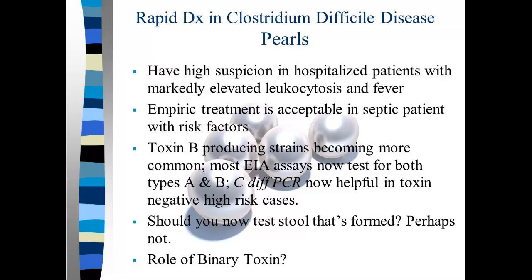And I think where we're headed is to just test patients with watery stools, because in my primary institution, it seems like very few EIAs are being done anymore. Of course, EIAs are the only test that can be done on semi-formed stools. You can't do PCRs on those. And then lastly, what is the role of the binary toxin? It's still unclear, but it seems to be a factor in very severe C. diff disease.